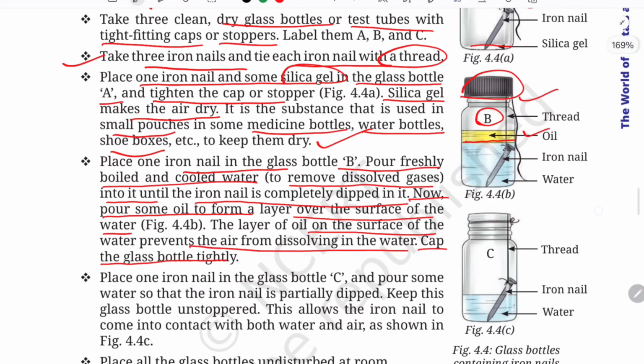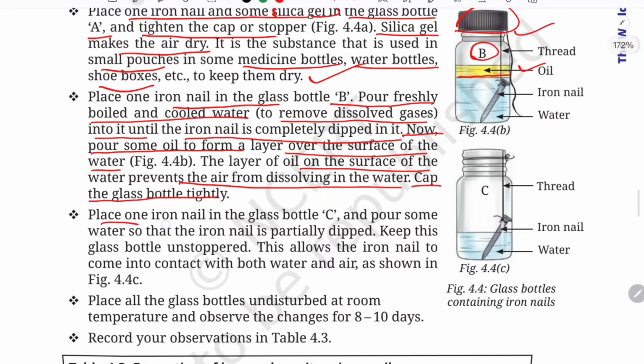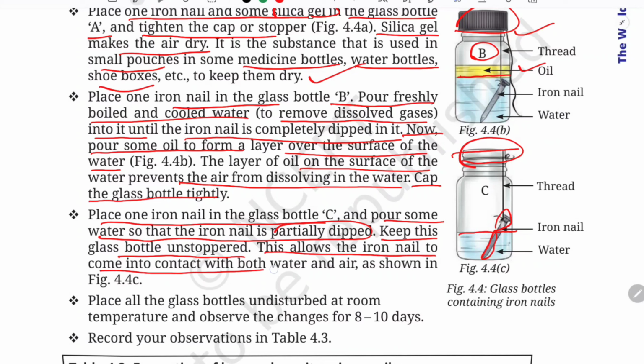Okay, now in the C, place one iron nail in the glass bottle C and pour some water so that the iron nail is partially dipped, meaning half. Here, see, half the part is inside the water and half the part is exposed to air. Okay, keep this glass bottle unstoppered, meaning you should not cap it, you should not tie the bottle with a cap. That means you have to keep it open. So this allows the iron nail to come into contact with both water and air as shown in figure 4.4c. So this allows the iron nail to come into contact with both water, which is present here, and air, which is present here. I hope this is clear.